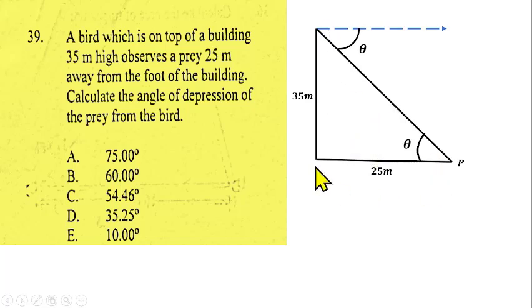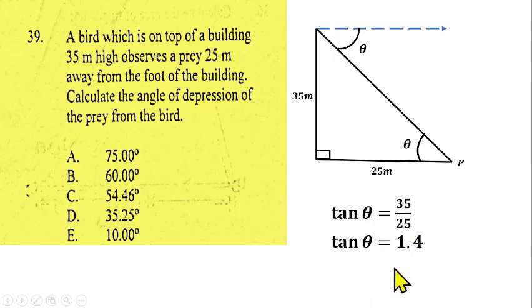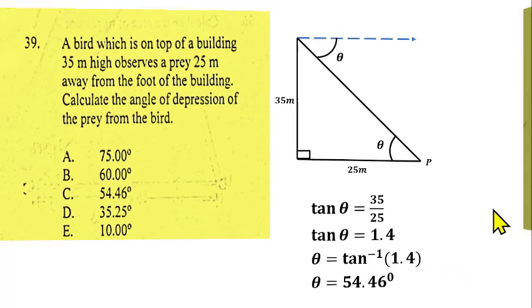So this is a right angle triangle, because the building is perpendicular to the ground. You can now use the trigonometric ratio opposite over adjacent, and that gives us tan. So we have tan theta equals 35 over 25. Change this to the decimal number 1.4. Then find the tan inverse to get theta. Tan inverse of 1.4 gives us 54.46 degrees, which is option C for question number 39.